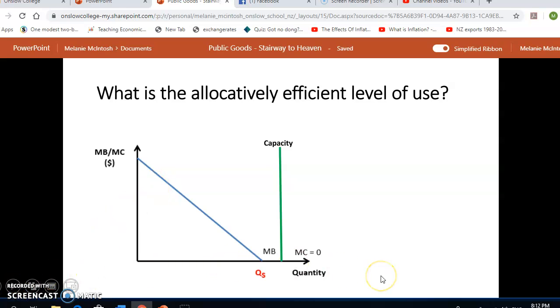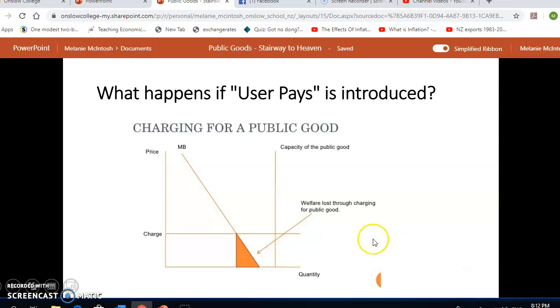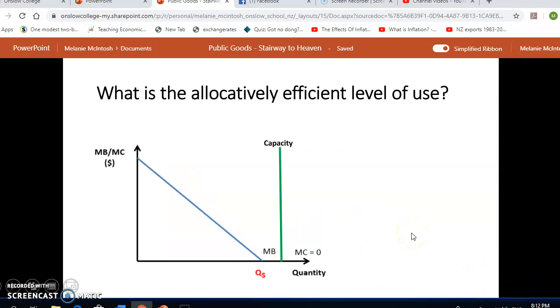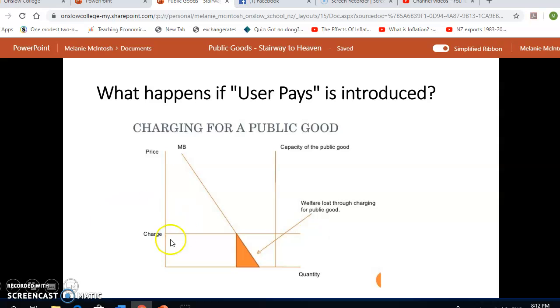If we continue on, just to prove that this is allocatively efficient, what happens if we put a price on it, like a toll on a road, or, God forbid, you had a walking track and someone was at the start and, if you want to go further, you've got to pay $10. Could happen. So what we're showing is MB. MB is downward sloping, same deal, use it up to zero, and allocative efficiency is where MB equals zero, so here. This would be QS right here.